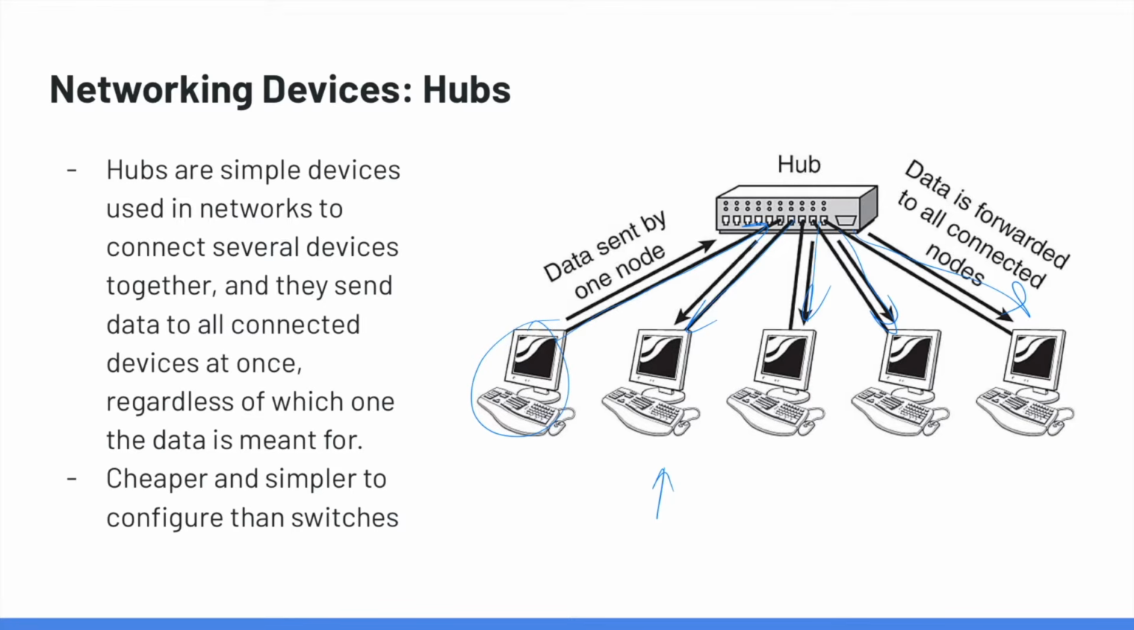One of the advantages, and one of the reasons that hubs may be used, is because they're cheaper and simpler to configure than switches. So if you have a really complex network, there may be situations where you want to use a hub. But in general, you're more likely to run into things like switches and routers, particularly when you're dealing with questions on the A-level exam, but also in real life.